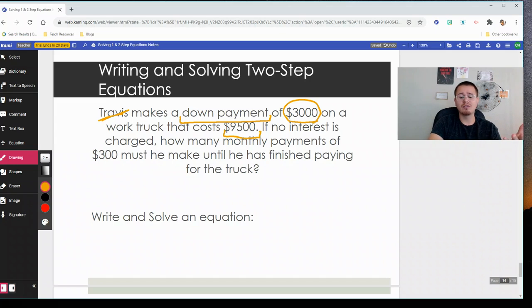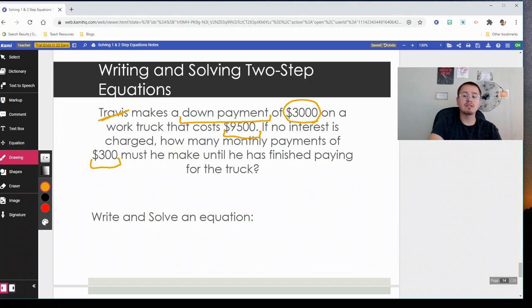If you're young, if you don't really have credit, you're probably getting charged 15, 20 percent, and I wouldn't do that. Don't do that deal. How many monthly payments of $300 must he make? That's how much he does have to pay every month.